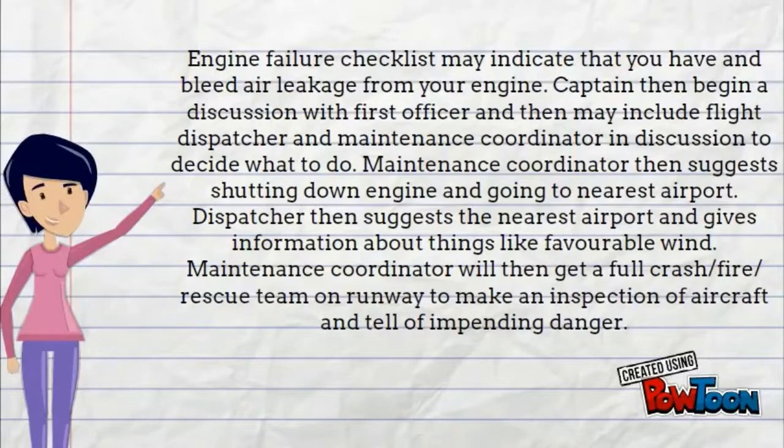The engine failure checklist may indicate that you have a bleed air leakage from your engine. The captain then begins a discussion with the first officer and may include the flight dispatcher and maintenance coordinator in the discussion to decide what to do. The maintenance coordinator then suggests shutting down the engine and going to the nearest airport.